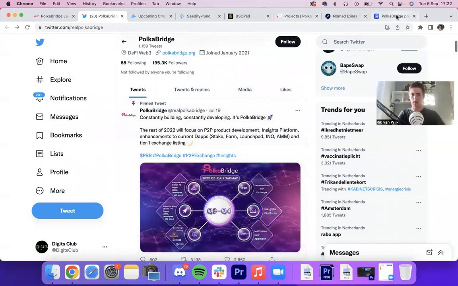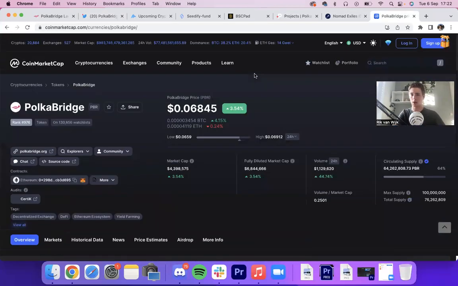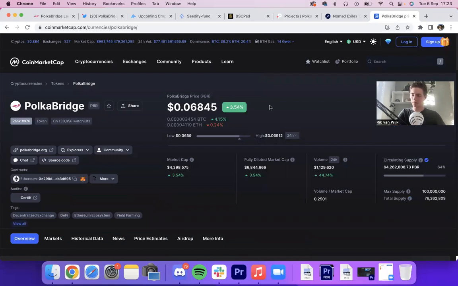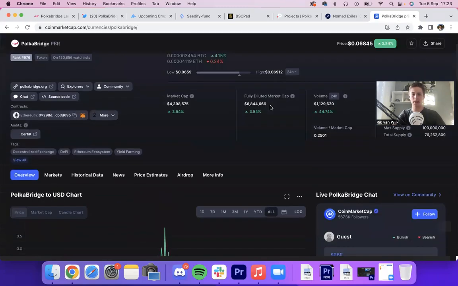Then the last one, right? I'm going to go over the other ones a lot quicker. Don't worry, guys. But Poker Bridge, let's see, how many do we have? We have 2 more, white paper and the token. Now, what do I mean by token?